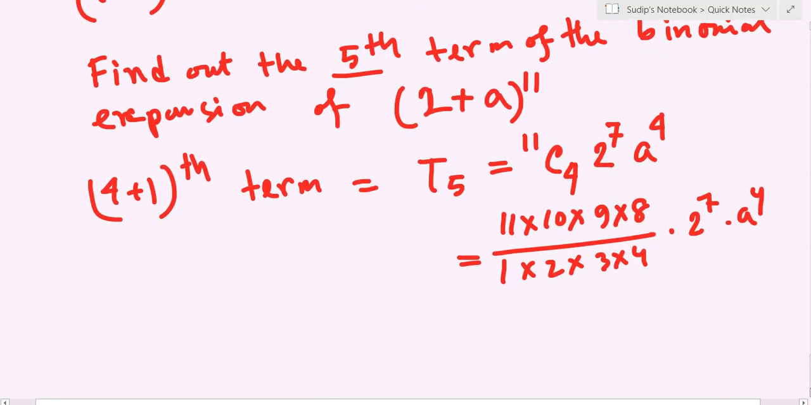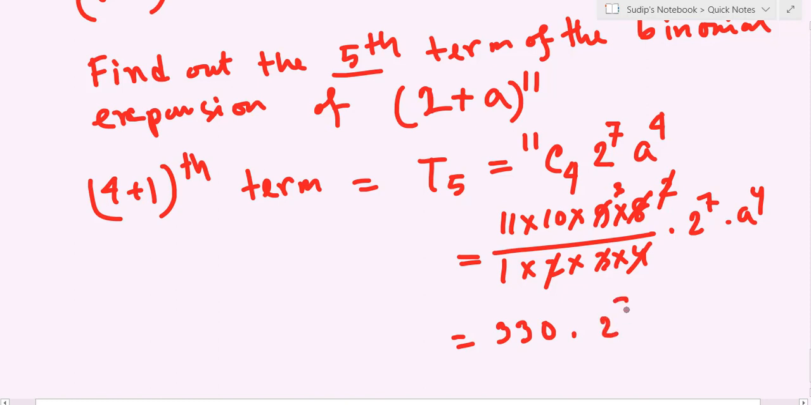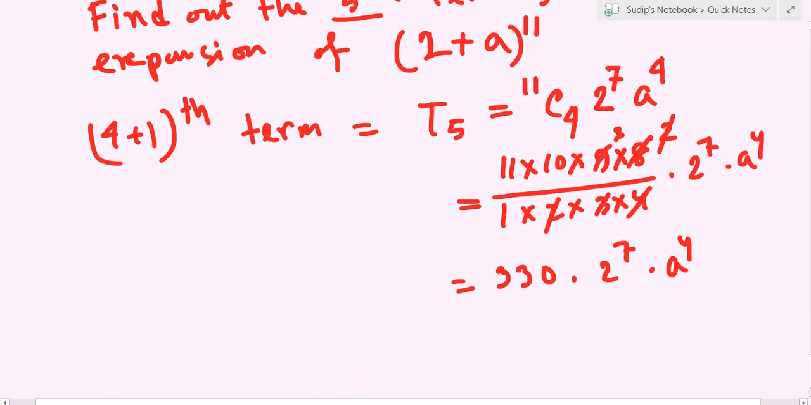So as a result we will get 4, 2, 3; this 2 and this 2 will be gone. Now 330 into 2 to the power 7 into a to the power 4. So you can write it like this.